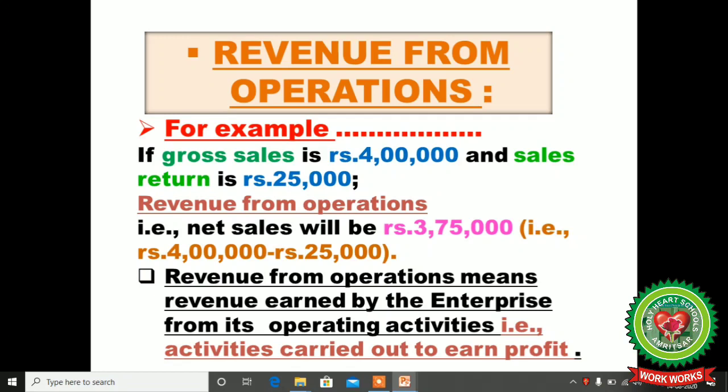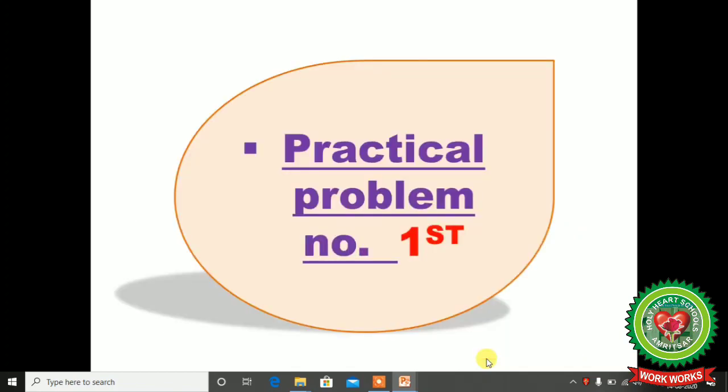Now the next part is revenue from operations. Revenue is simply your sales amount after exchange of goods. If gross sale is rupees 4 lakh and the sales return is 25,000, for revenue from operations just deduct the return portion. Net sales will be 4 lakh minus 25,000 return, so your exact revenue from operations is 3,75,000. Revenue from operations means the revenue earned by the enterprise from its operating activities, activities carried out to earn profits.